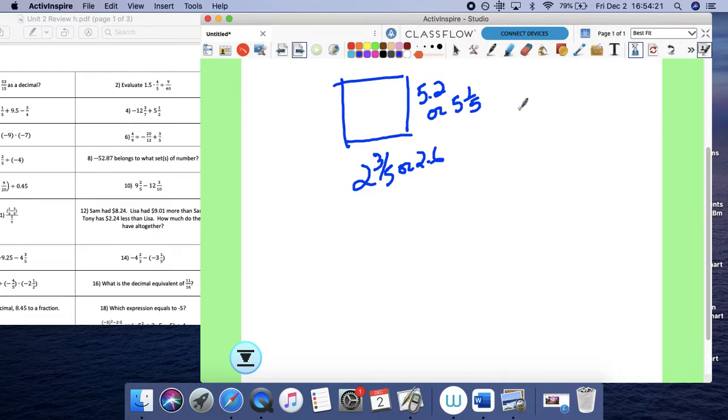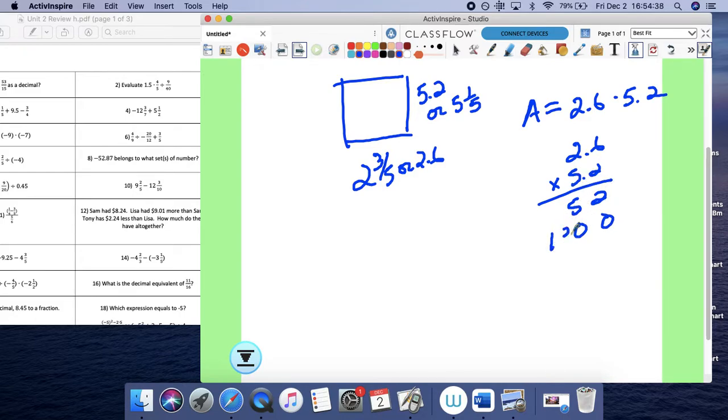What do we want? We want the area and the perimeter. So area, I'm just going to do decimals. 2.6 times 5.2. So we actually got to multiply 2.6 times 5.2. 12, carry the 1 is 5. 5 times 6 is 30, carry 3, 13. 2, 5, 1, 3, 2 decimal places. So the area is 13.52 inches squared.